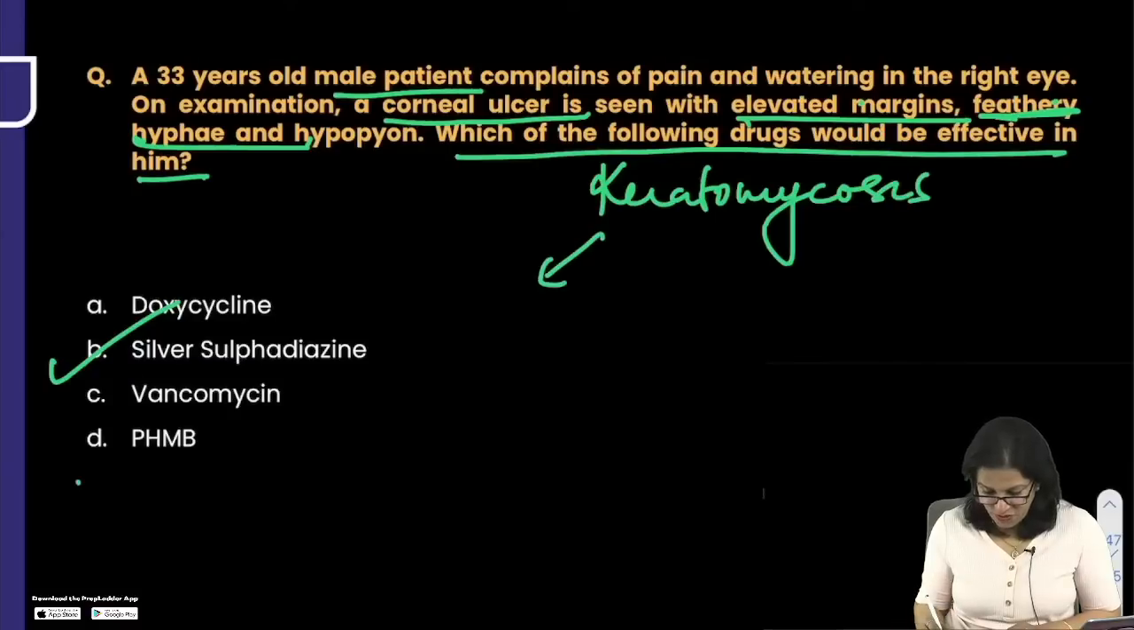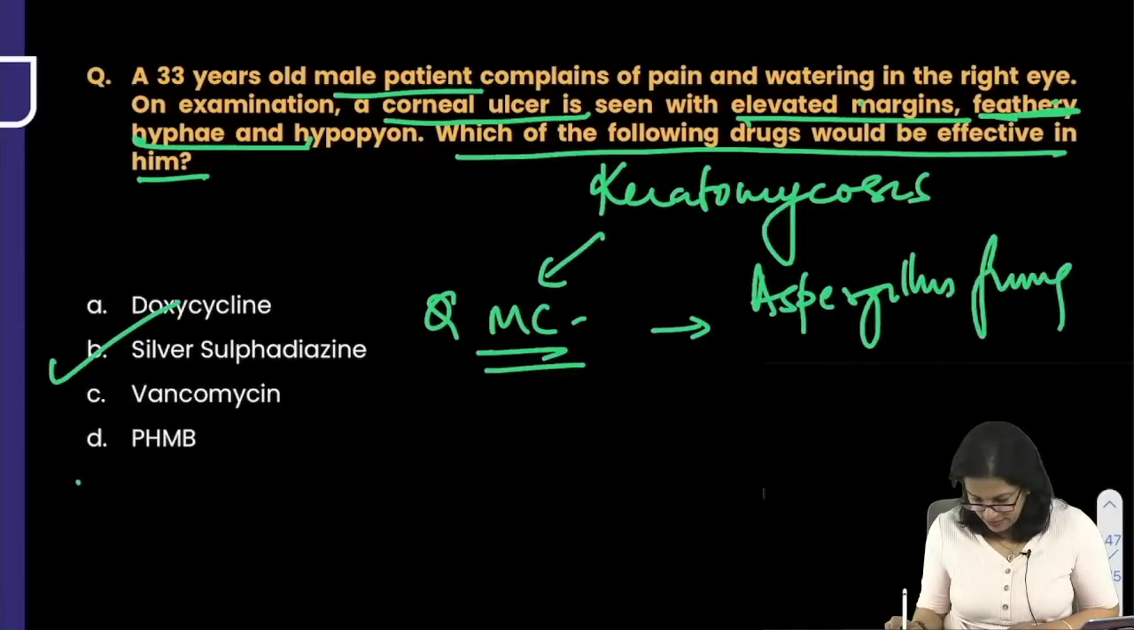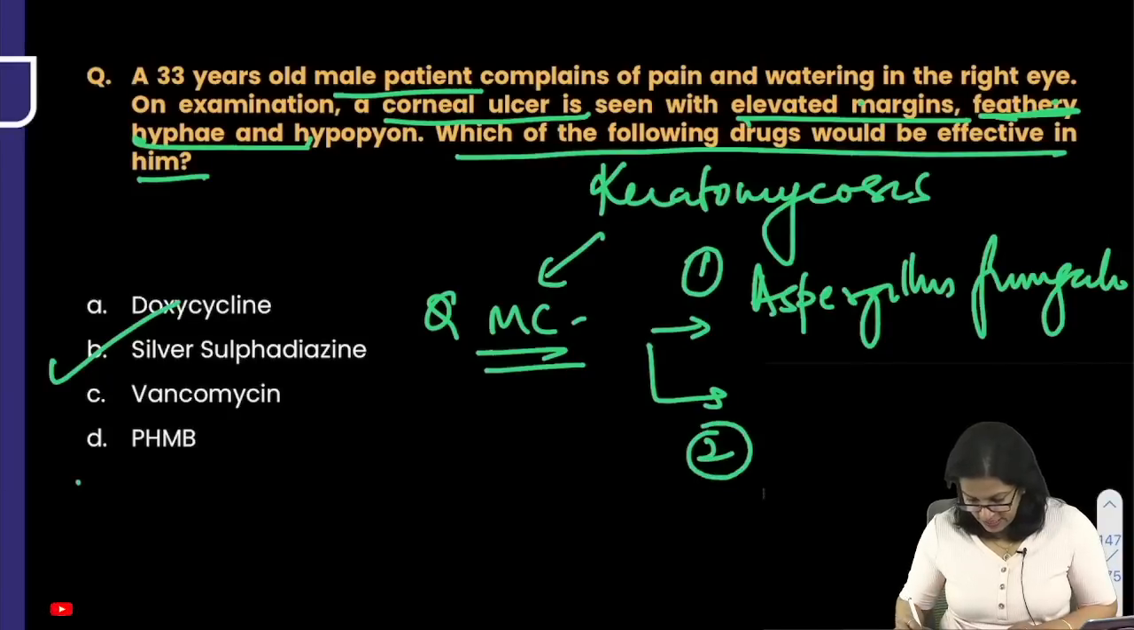Keratomycosis. A few questions. Which is the most common fungus infecting the cornea? We will answer Aspergillus fumigatus. It is Aspergillus fumigatus. If this option is not given, the next best option will be Fusarium. We will answer Fusarium.